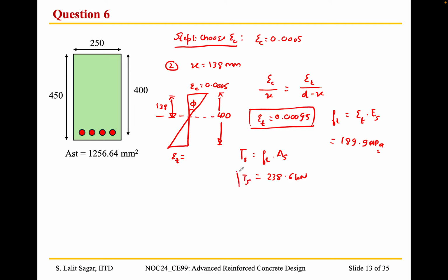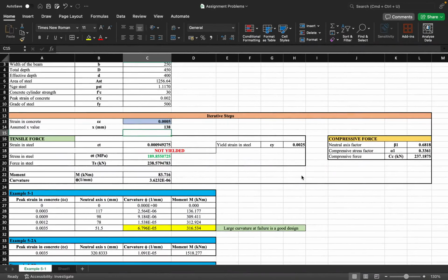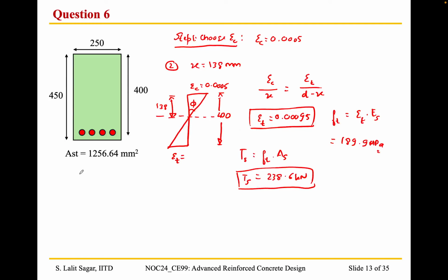Right. I hope that it is same. Yeah, so we have gotten the same value, 238.6 kilonewton. Okay, now we need to find out the value of C, that is the resultant compressive force. So Cc is given by alpha 1 into f prime c into beta 1 into x into b.